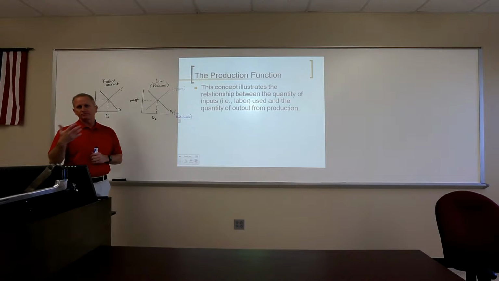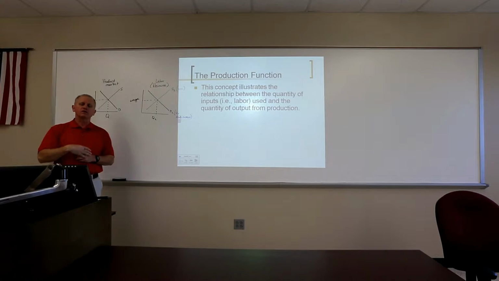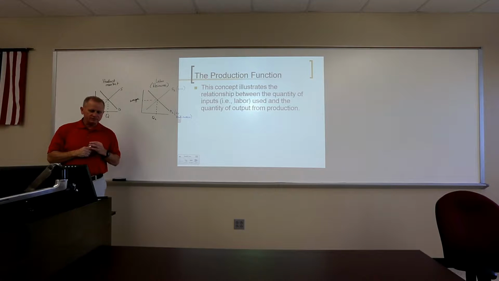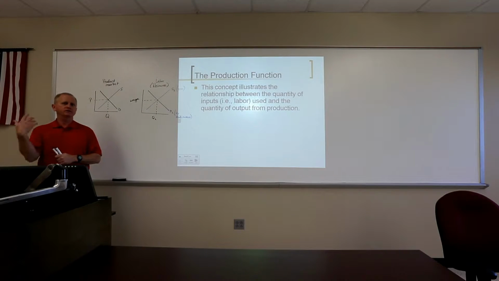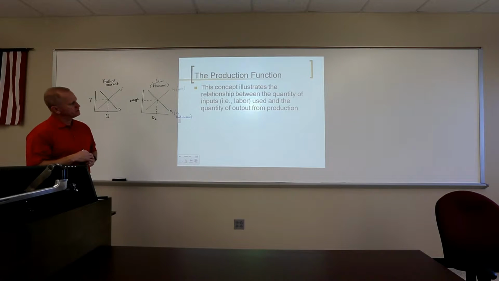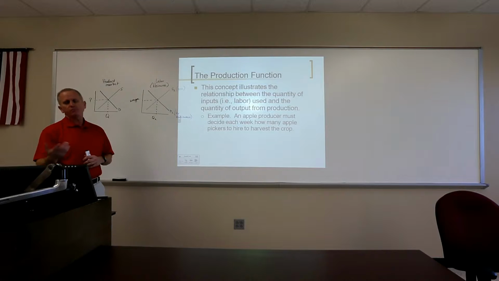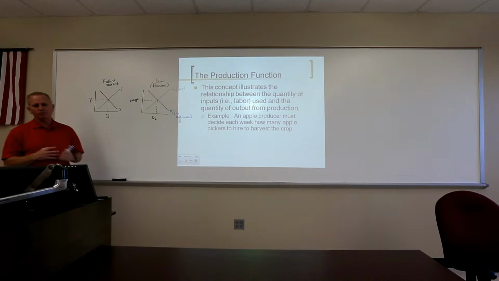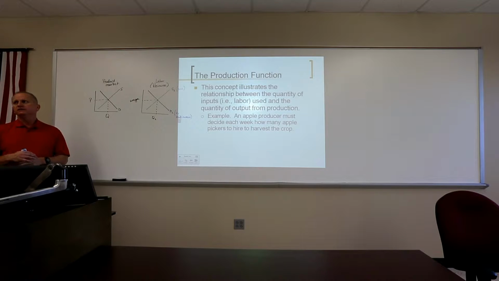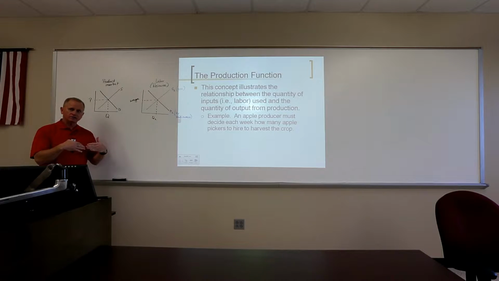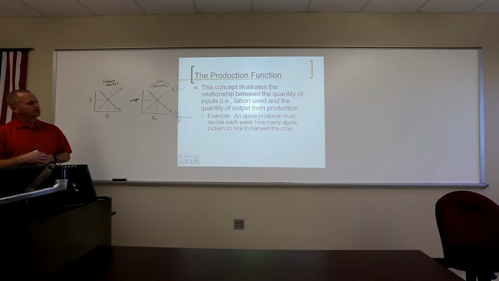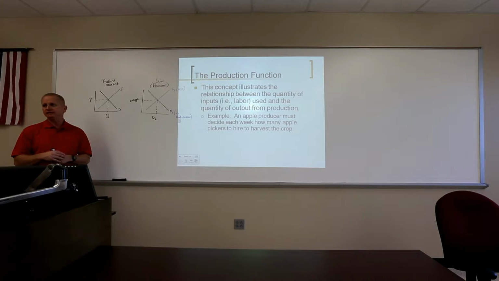We're going to put together this production function, something we had done before, but with this one, we're now going to look at the cost structure. I think we talked about marginal product and average product before. But it illustrates the relationship between the quantity of inputs, the labor, how many people we're going to hire, and the quantity of output for our production. So an apple producer must decide each week how many apple pickers to hire to harvest the crop. And so we're going to add in the product and then the number of workers we might need.